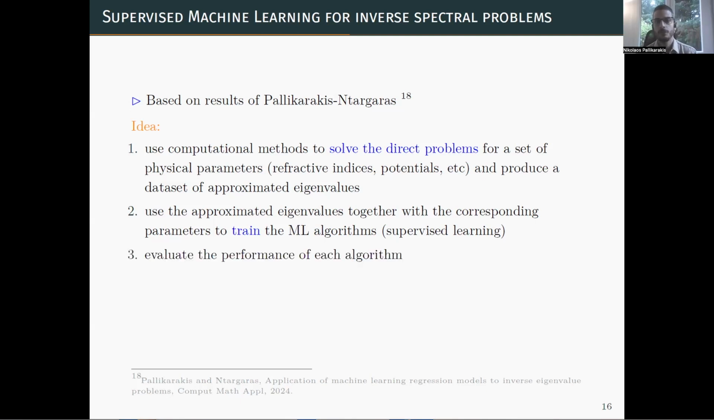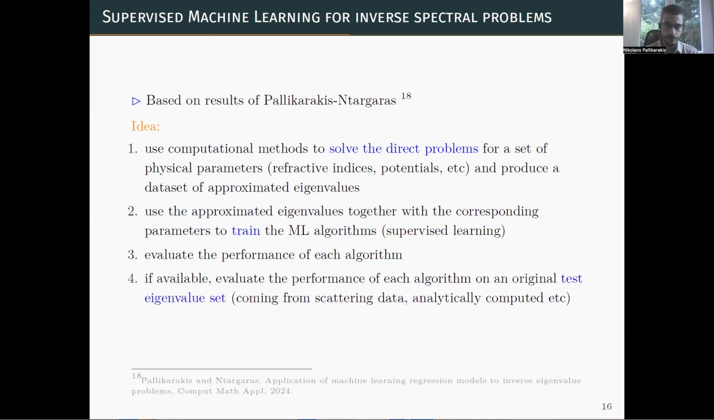Then we evaluate the performance of each algorithm. And in the end, if we also have a test eigenvalue set coming from scattering data or analytically computed eigenvalues, or different eigenvalues than those we used for training the algorithms, we can also solve the inverse problem and check the performance on this set. In general, it is good practice to study inverse problems for which uniqueness is secured, because it makes sense to train an algorithm using data for which you know there is some type of uniqueness.